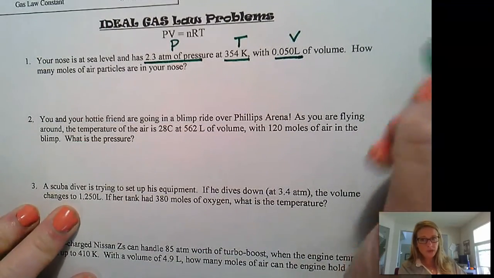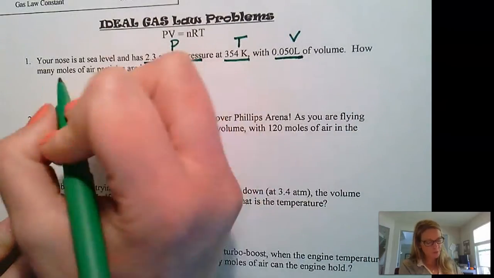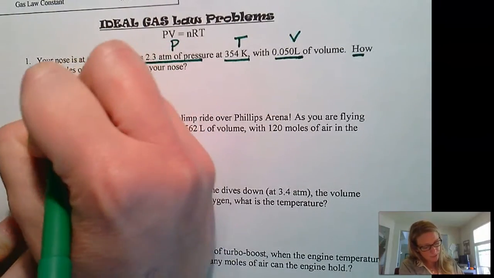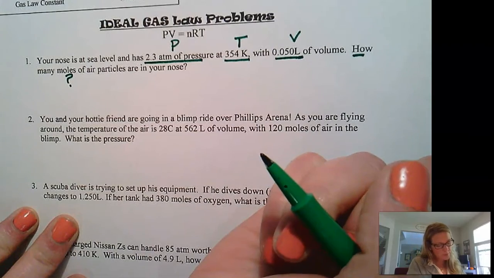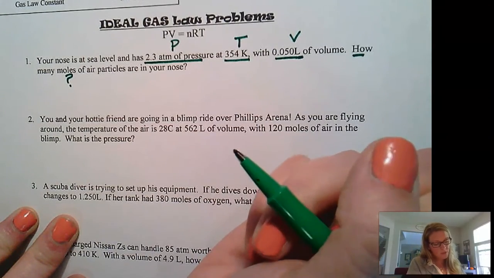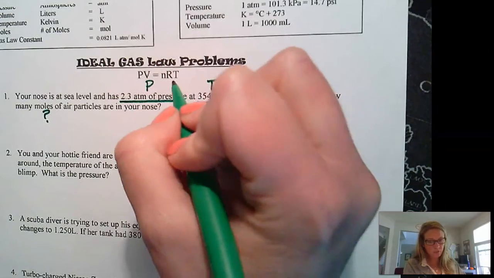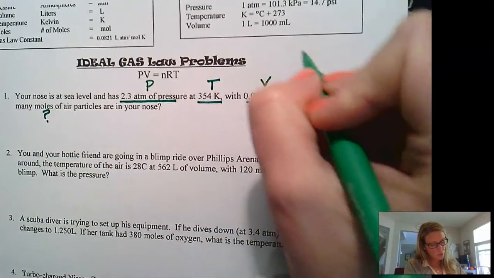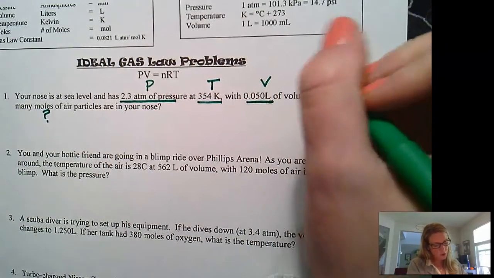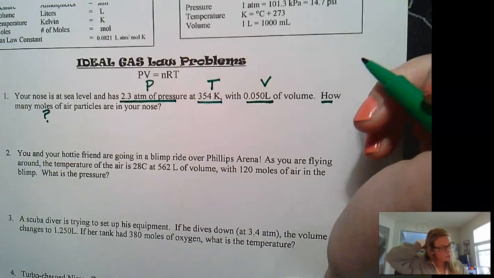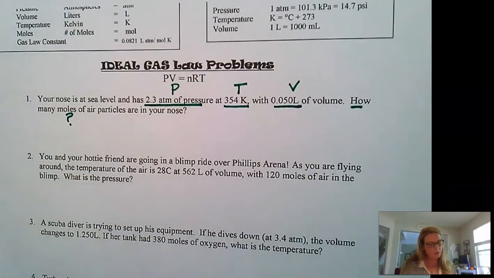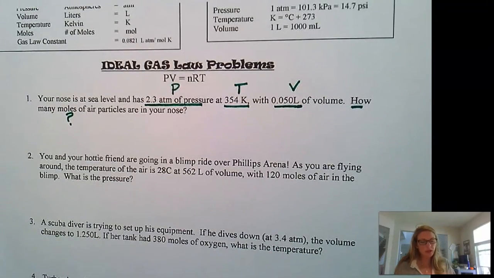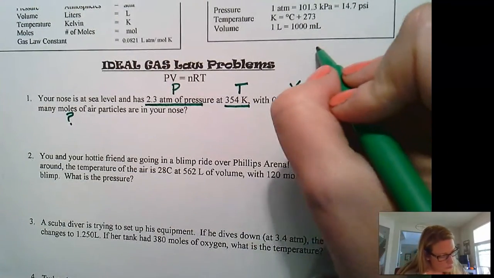How many moles of air particles are in your nose? So they're asking how many moles of air particles are in your nose, and moles is the little n up there. P is pressure, V is volume, n is moles, and then R and T. On your test, we actually give you the R value all the time. R is the constant.